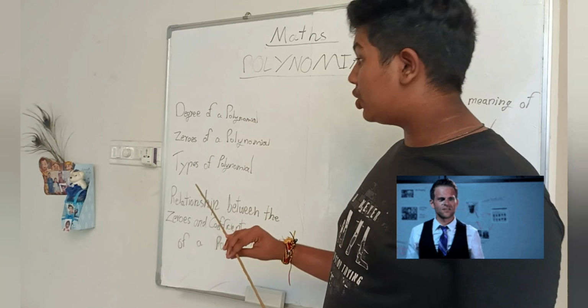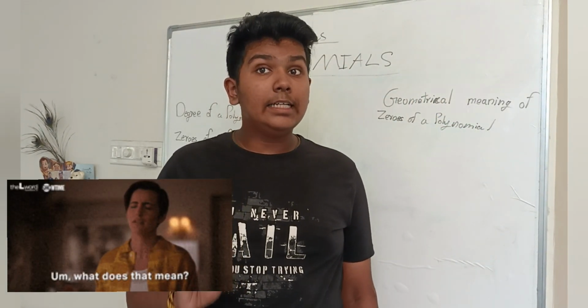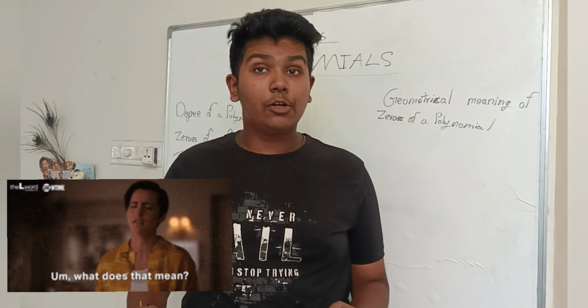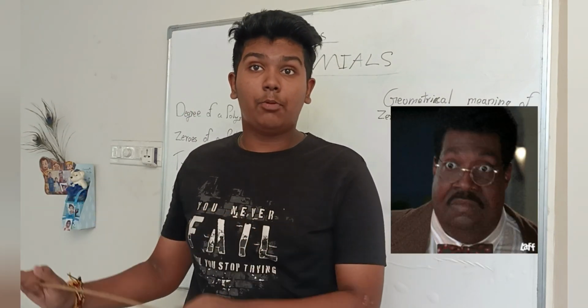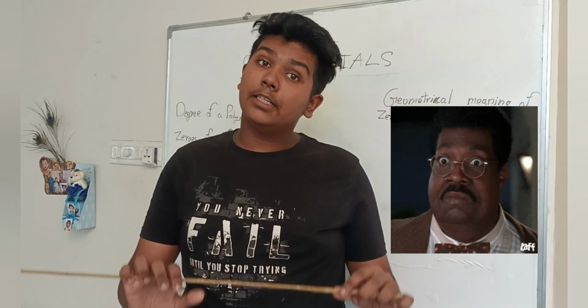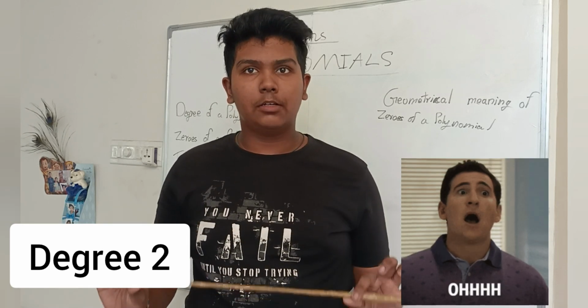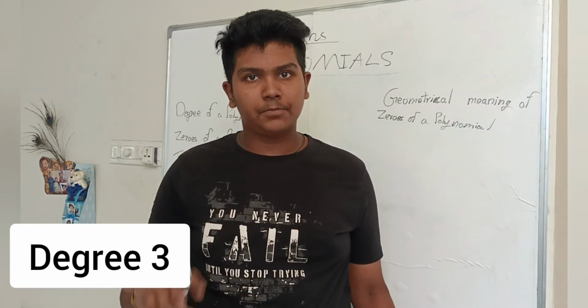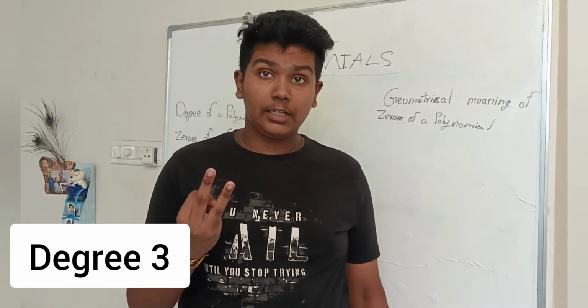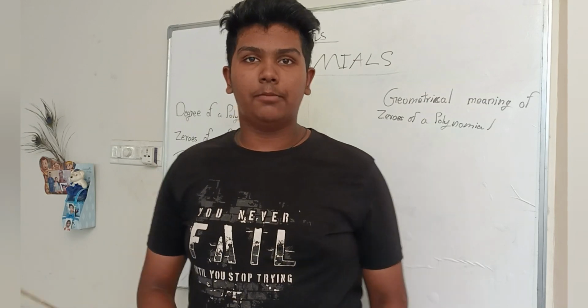Then next, general forms of polynomial. First one is linear polynomial, that is degree of the polynomial is 1. And next is quadratic polynomial, which means degree is 2. And last is cubic polynomial. It means that the degree is 3. So what are the 3 types? Linear, quadratic and cubic polynomial.